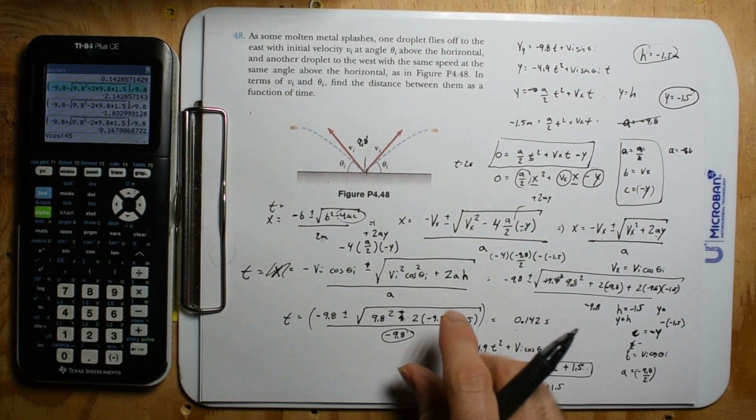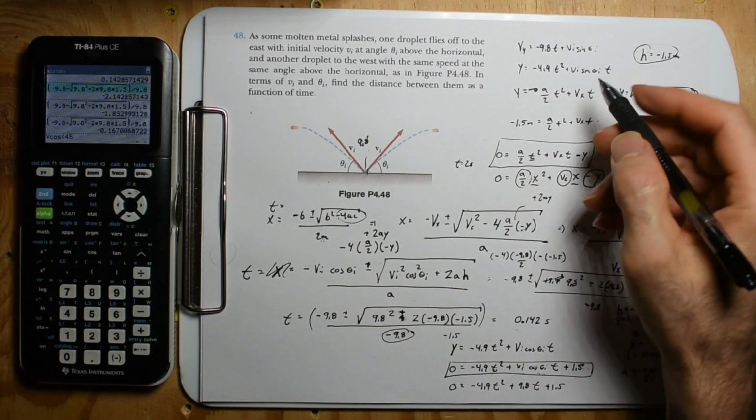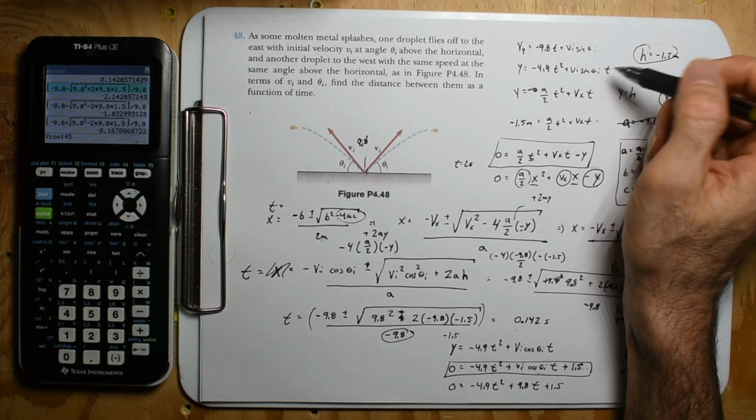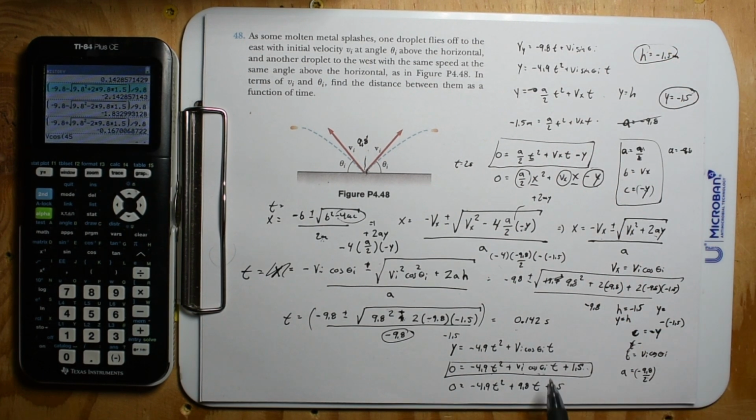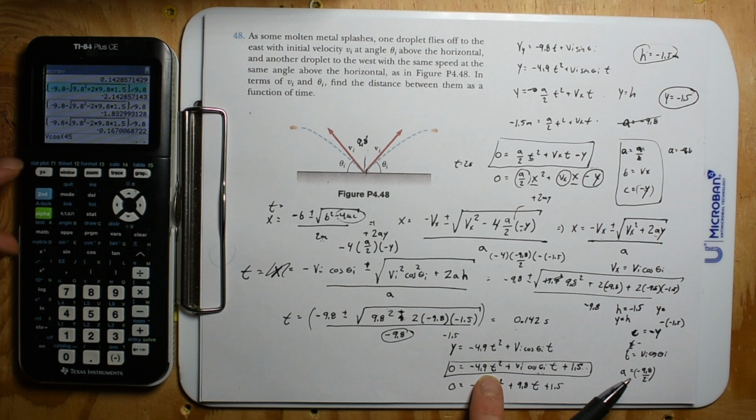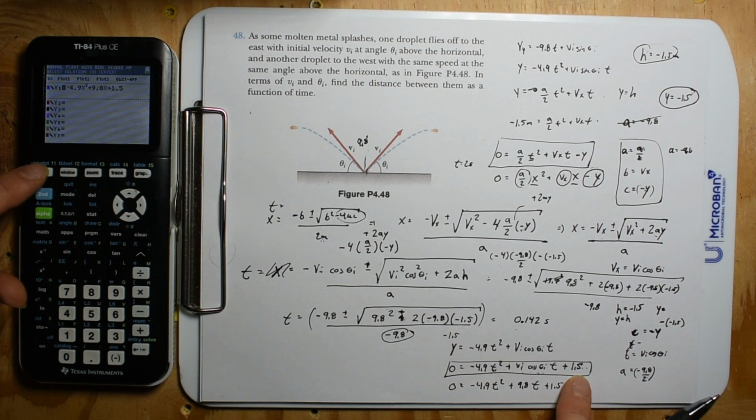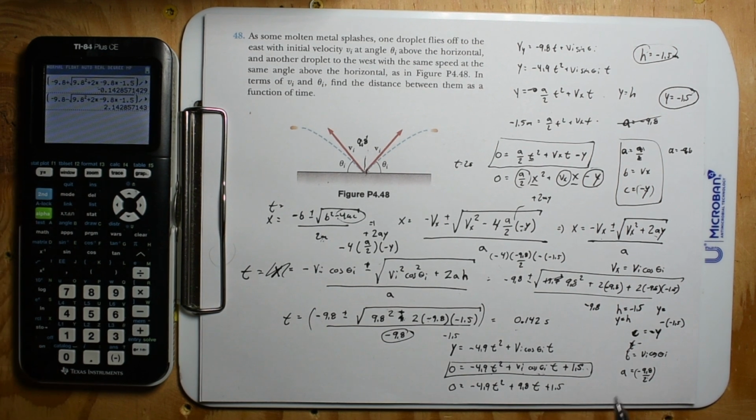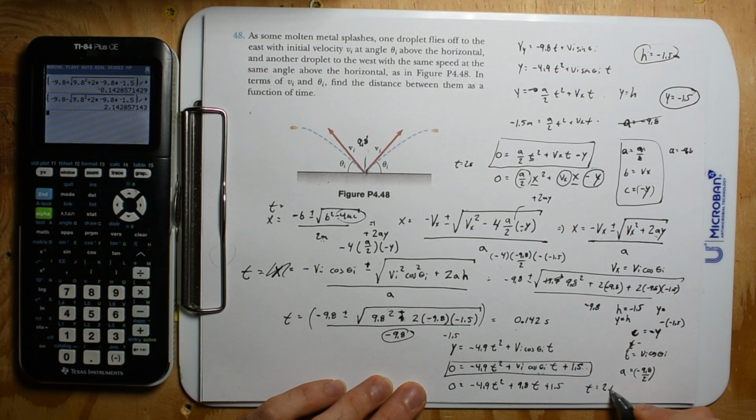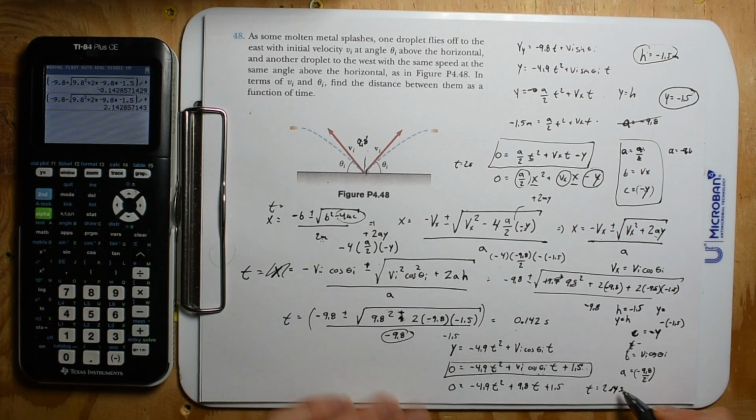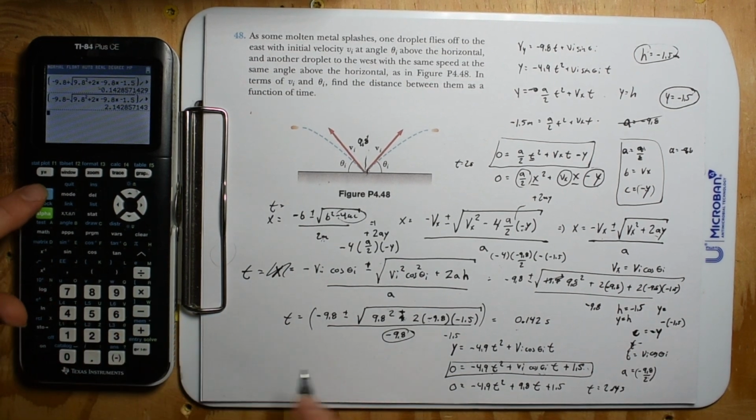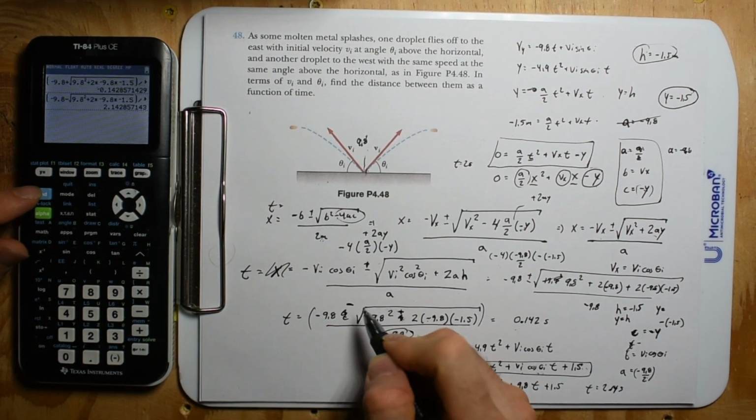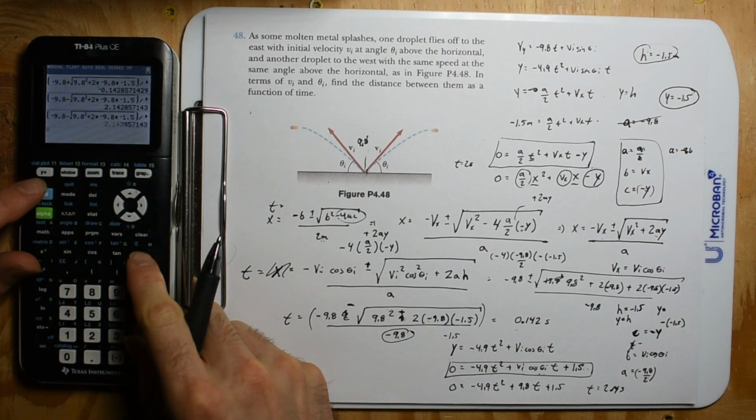So at the end of the day, what I just proved is that you get this equation, and then you can just graph it and get your answer. The time was 2.14 seconds, and the equation for time was the negative root. I'm going to pull that up one more time.